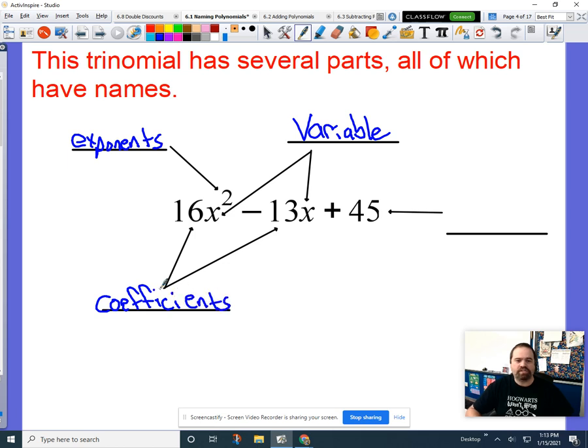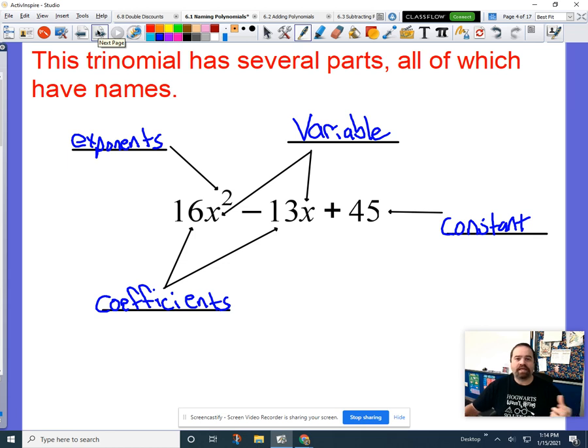C-O-E-F-F-I-C-I-E-N-T-S. Coefficients. They are whole number multipliers to whatever your variable portion of the expression may be. And then out on the end is your constant term, if there is one. It's called a constant because it doesn't change, whereas the variables can change. They can have varying values. Constants are locked in. They're never going to change. Okay, so those are the first 4.